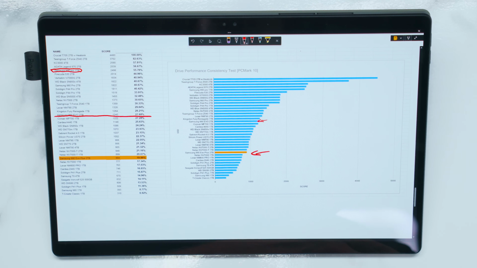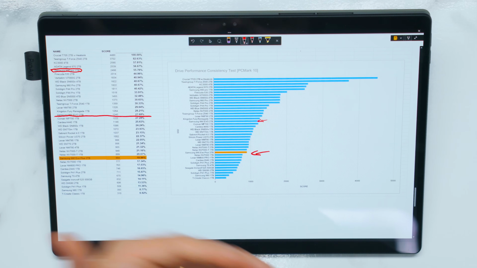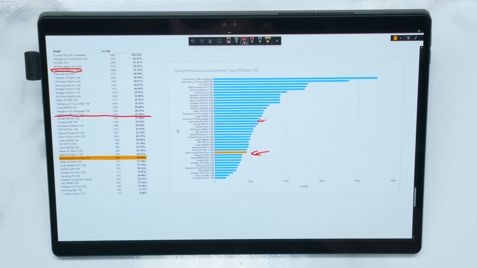Both of these are 2 terabytes, and I would argue that the 990 Evo Plus here ran even lower at room temperature, which should make the drive perform even better. But no, unfortunately not. We're about 8% slower.